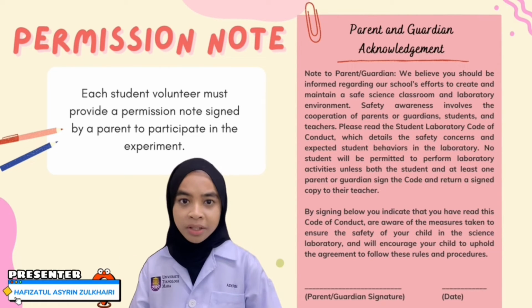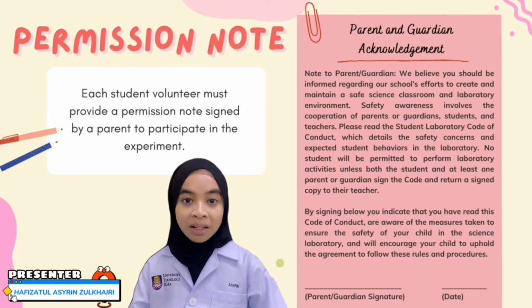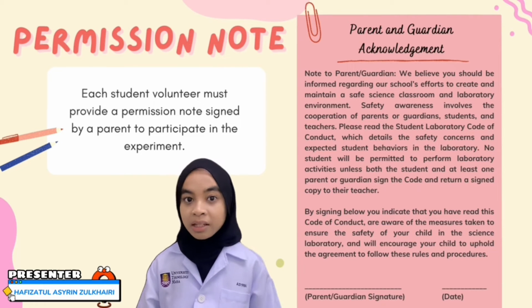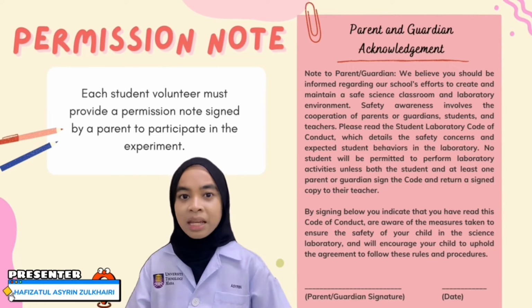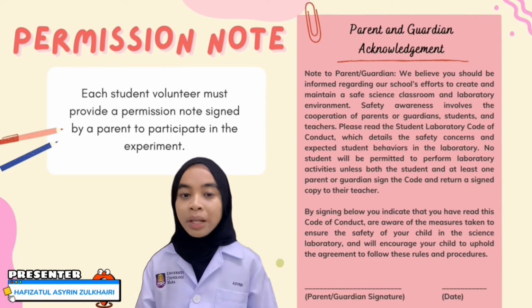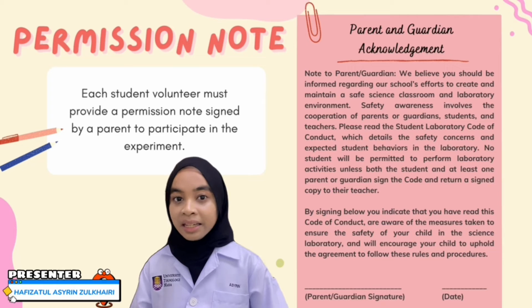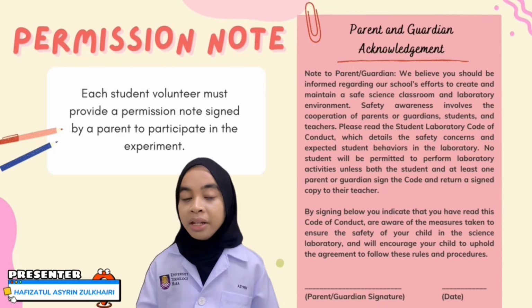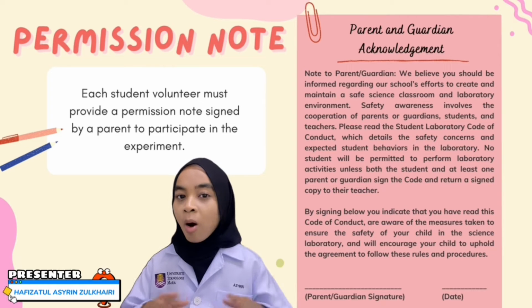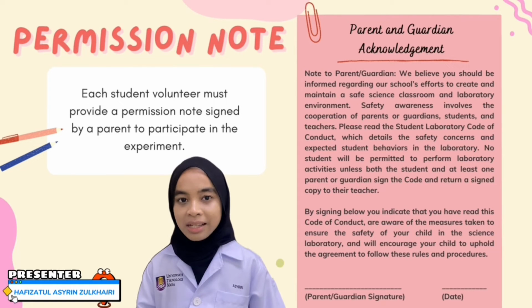Each student volunteer must provide a permission note signed by a parent to participate in the experiment. Student must have written the class expectation agreement signed by student and parent before being allowed to do lab work. The signature indicates that the student have read the rule, understand them, and agree to follow them at all times while working in the laboratory.